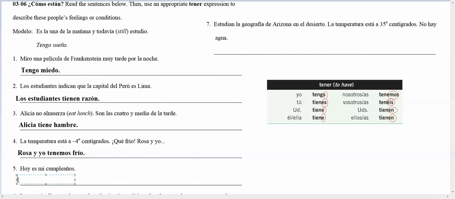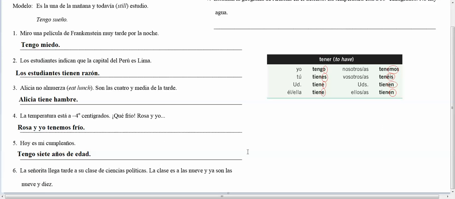Hoy es mi cumpleaños, and then I'm going to plug in how old I am. So tengo, let's see, my son just had a birthday, so if it was him talking, because I don't want to tell you how old I am, he just turned 7, so tengo 7 años, or tengo 7 años de edad. That's like saying, oh, I'm 7 years old, okay? And so, for some reason, I don't think I can get to 6. 6 is, oh, there it is.